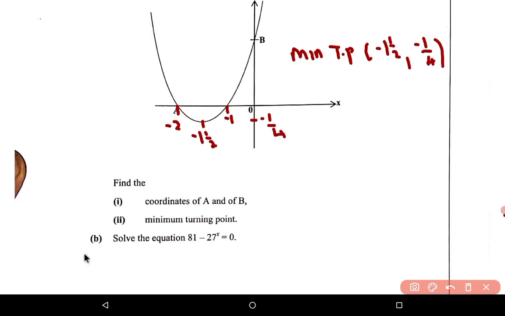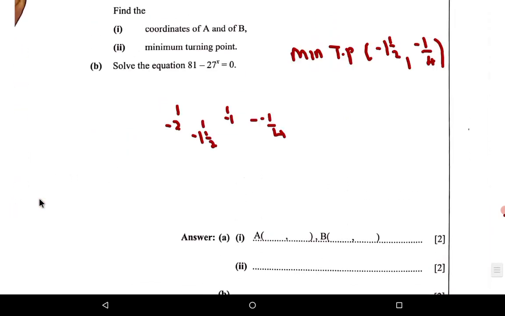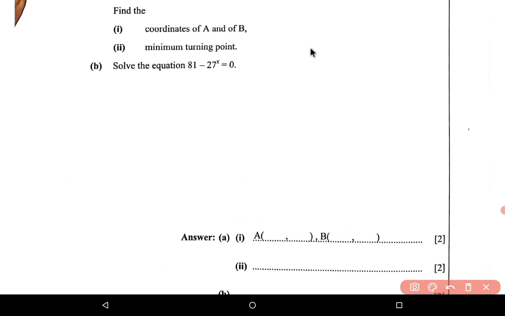Okay, let's go to question B. Solve the equation 81 minus 27 to the power x is equal to 0. So for this one, here's what we are going to do. You have 81 minus 27 to the power x is equal to 0. So first thing, we can take the 27 to the power x this side. So 81 is equal to 27, changes the sign, to the power x.